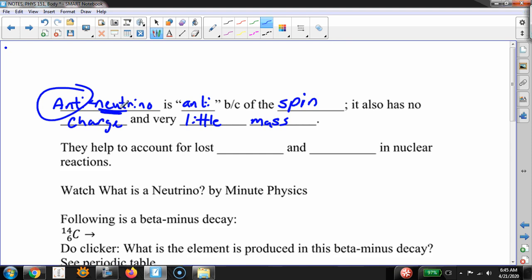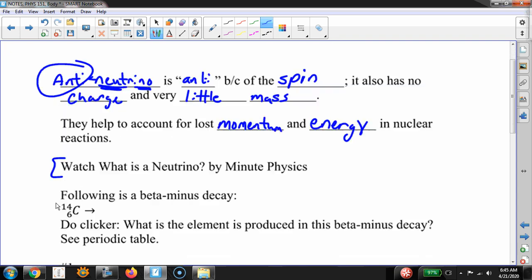So it's neutral, and then this "ino," which means small, like a bambino, right? I don't know, it's Italian, I think, but it means that it's really small. And these neutrinos help to account for lost momentum and energy. We'll watch this video. I'll put it in the notes for the screencast. But what is a neutrino?